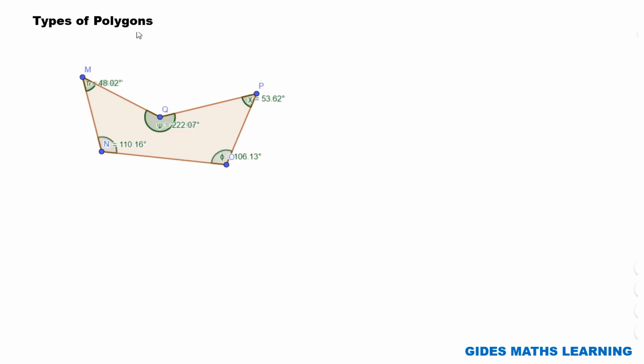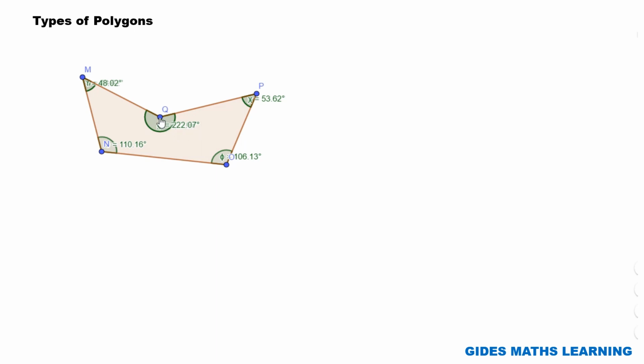Okay, so we have all the interior angles here. The angle here is 48.02. Angle here is 110.16. This is 106.13. This is 53.62. However, the angle at point Q is 222.07 degrees, which is more than 180 degrees.